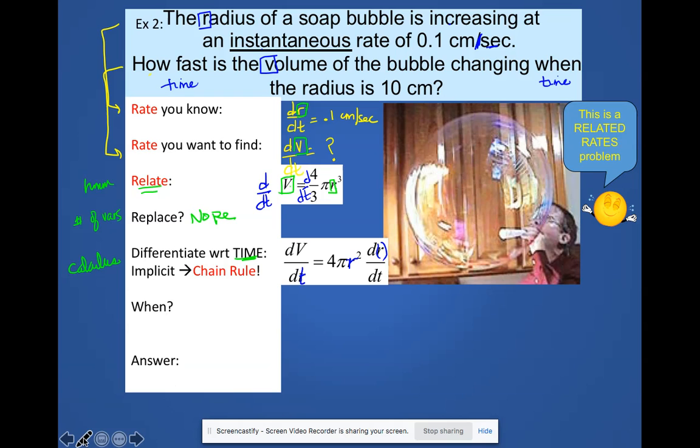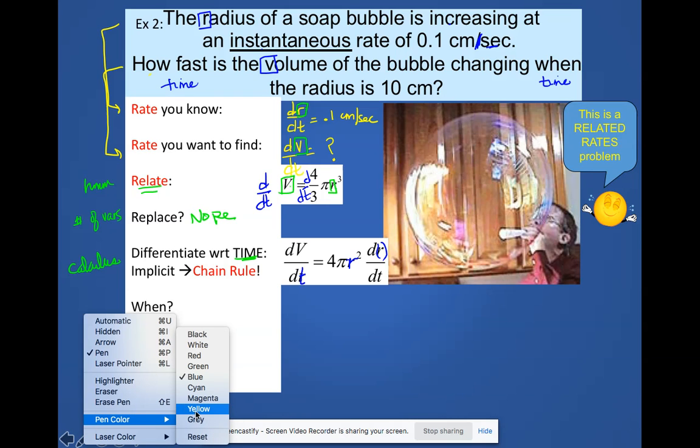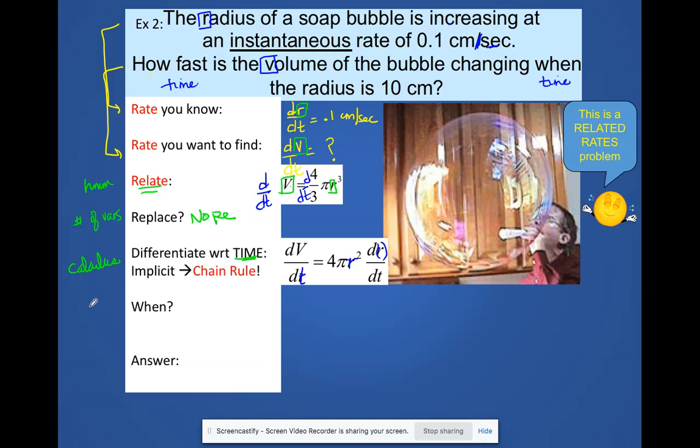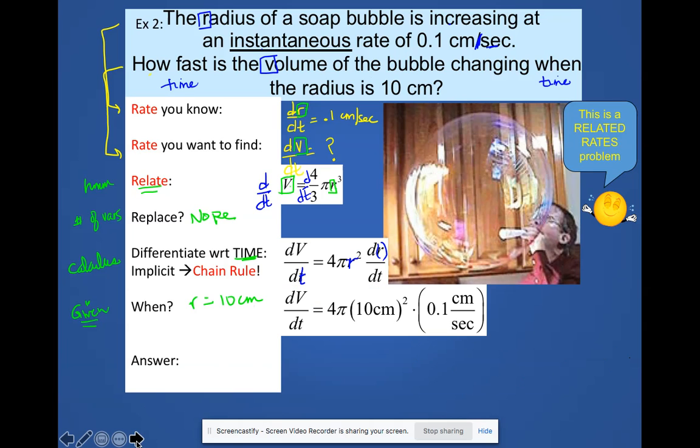Now, go back to the original problem, go back to the words. When did they ask? Something in the words is given. When do they want to know about the rate of change? So I'm just now, there's my 10 centimeters, there's my given rate, right? You have one equation with 3 unknowns up here: rate of change of the volume, radius, rate of change of the radius. You took one equation with 3 unknowns and you replaced with 2 givens.